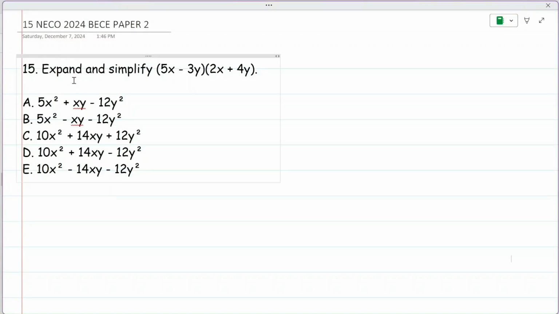Question 15. Expand and simplify. In one bracket, 5x minus 3y, close bracket. In the second bracket, 2x plus 4y, close bracket. Let's write it out and solve. This is a straight question.